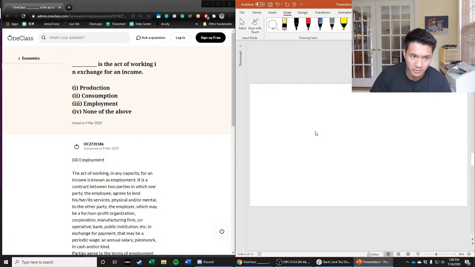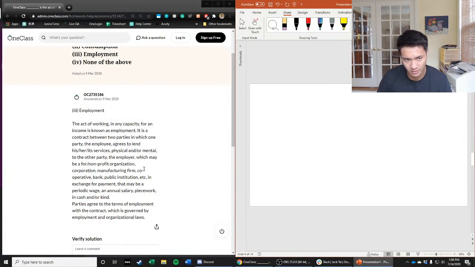A blank is the act of working in exchange for an income. 1, production. 2, consumption. 3, employment. 4, none of the above. I think this one's pretty simple. Between these answer choices, employment is the act of working in exchange for an income. So let's take a look at the previous tutor's answer.